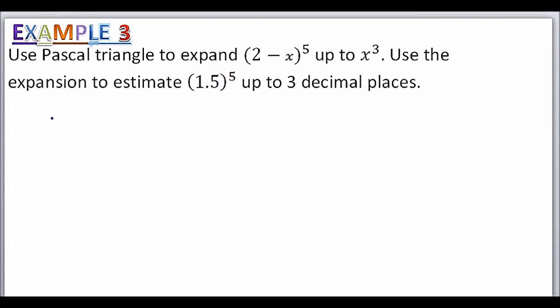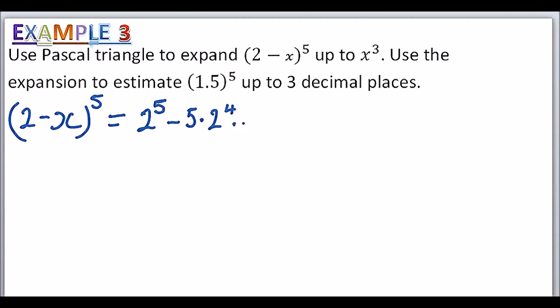Now we start by expanding our 2 minus x. So we say (2 minus x) to power 5 is equal to, we start with 2 to power 5, then the next is minus, the next coefficient is 5, so 2 to power 4 multiplied by x, plus the next coefficient is 10, 2 to power 3 and x squared.